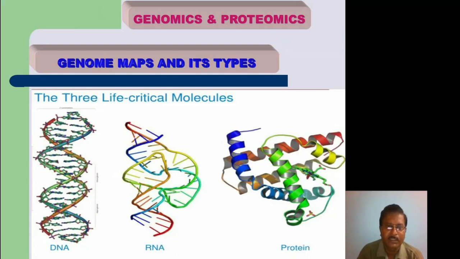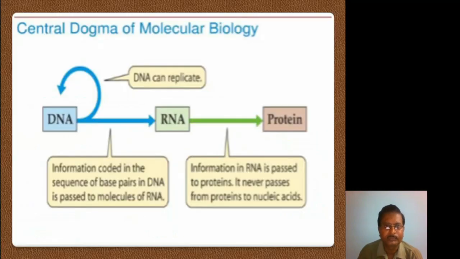So in the background you can see a picture. It shows the three important life critical molecules present in living systems. One is DNA, the other one is RNA, third one is protein. All three are important in the central dogma. So what is this central dogma of molecular biology? It is the combination of all three molecules, DNA, RNA and protein.